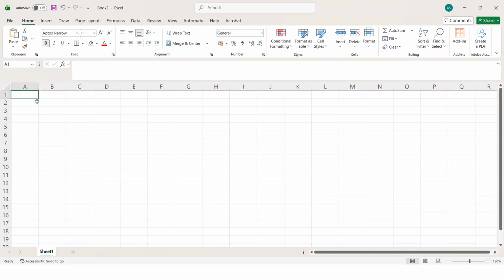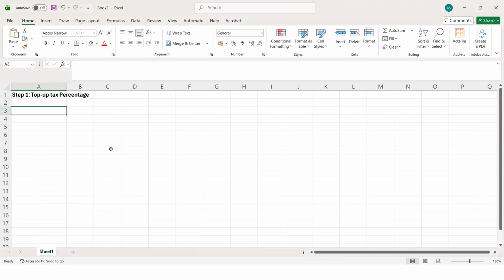Step one is top-up tax percentage. Now, how do you calculate top-up tax percentage? You have to take what is your globe income. This is nothing but your net profit equivalent in corporate tax. So globe income is what? 15 million.